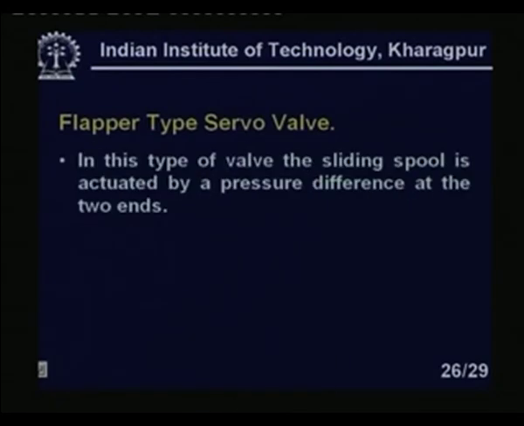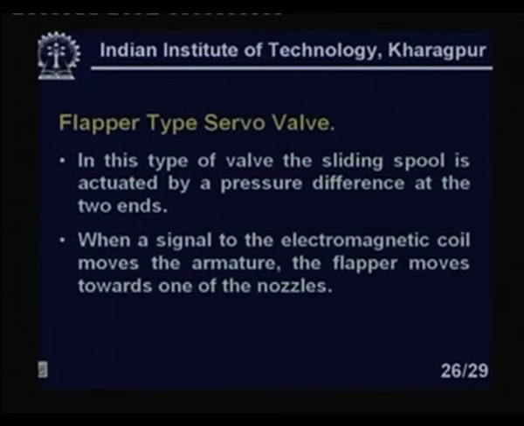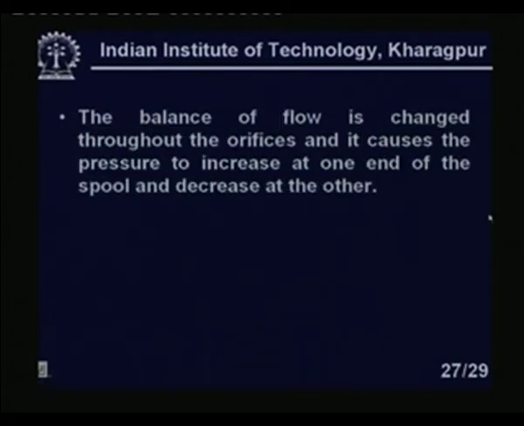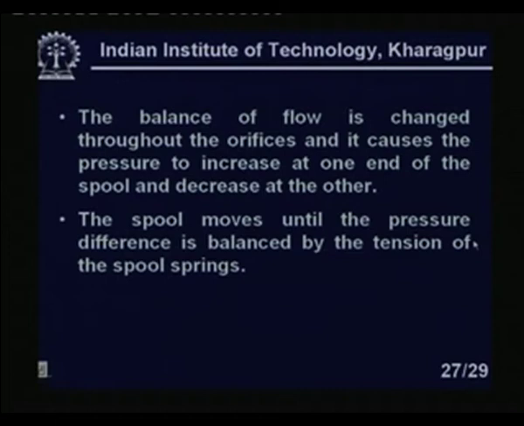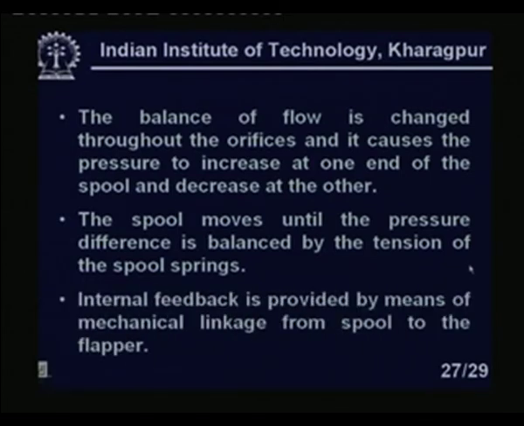Flapper type servo valve: in this type of valve the sliding spool is actuated by a pressure difference at the two ends. When a signal to the electromagnetic coil moves the armature, the flapper moves towards one of the nozzles. The balance of the flow through the orifice is changed and it causes the pressure to increase at one end of the spool and decrease at the other. The spool moves until the pressure difference is balanced by the tension of the spool springs. An internal feedback is provided by means of a mechanical linkage from the spool to the flapper.